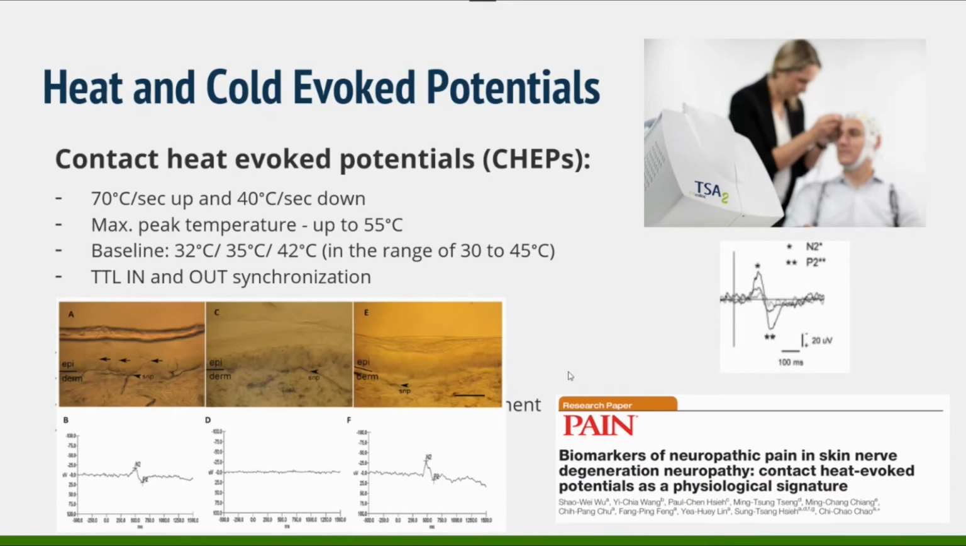So you can see that a subject on the left, A and B, is a healthy male, and you can see that the biopsy is normal, and also the evoked potential looks normal with normal amplitude, and can be detected easily in the EEG. The subject in the middle, C and D, is a patient with diabetic neuropathy.